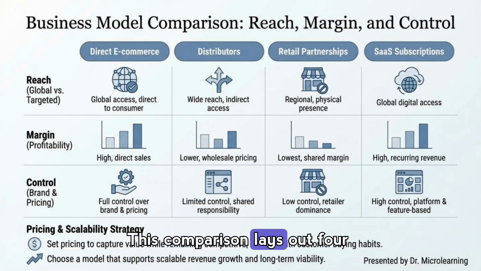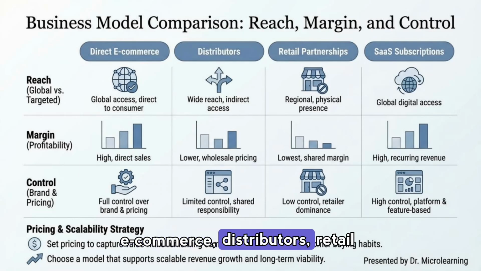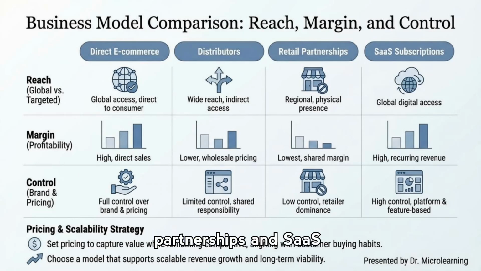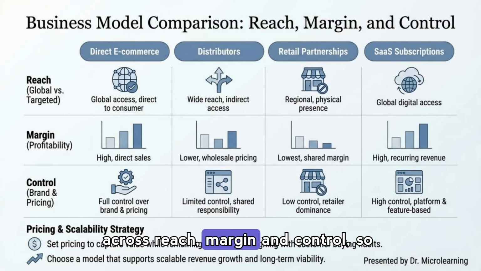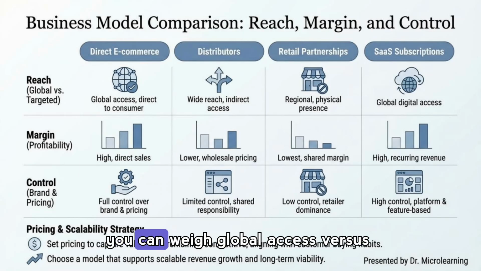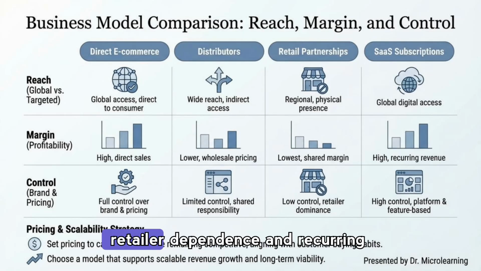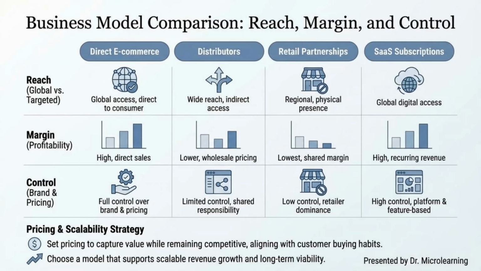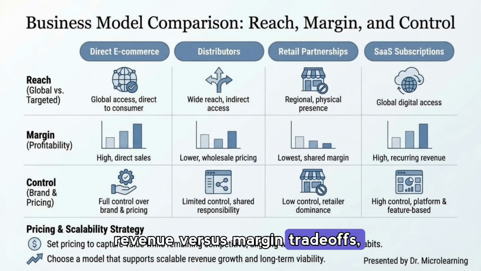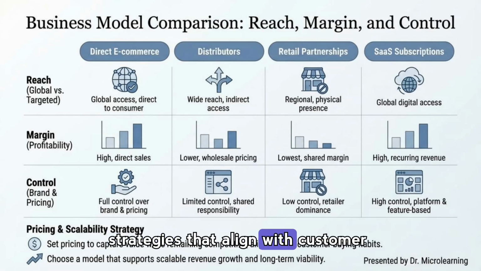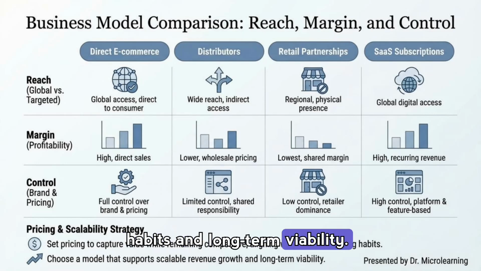This comparison lays out 4 business models: direct e-commerce, distributors, retail partnerships, and SaaS subscriptions, and contrasts them across reach, margin, and control, so you can weigh global access versus retailer dependence and recurring revenue versus margin trade-offs. Then choose pricing and scalability strategies that align with customer habits and long-term viability.